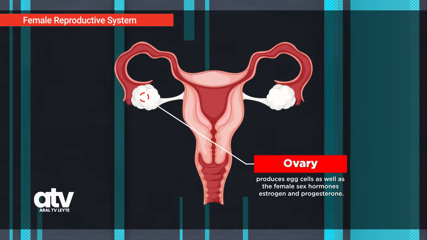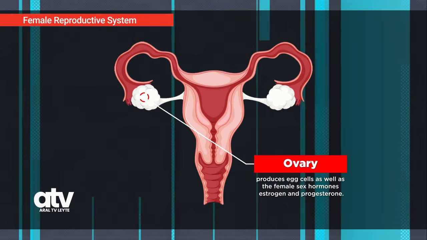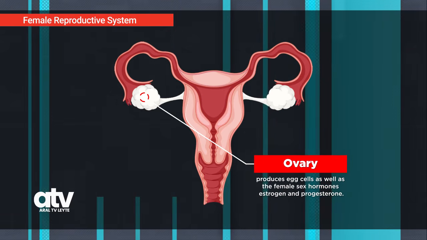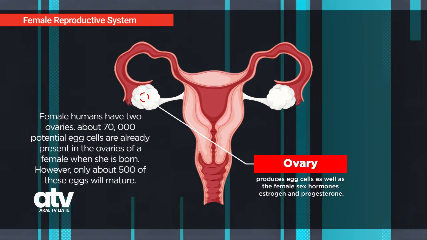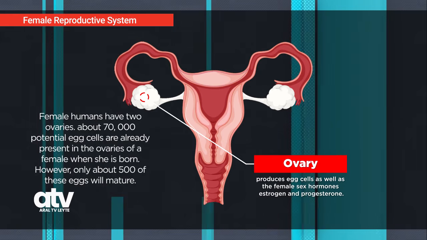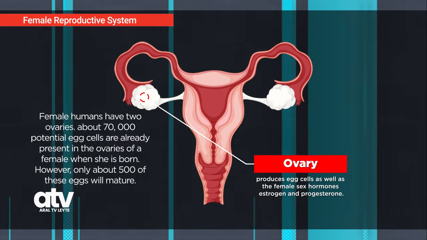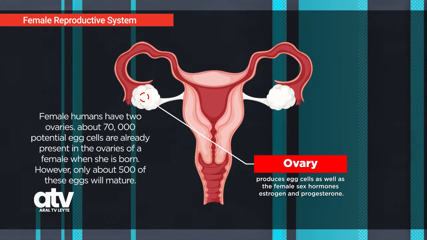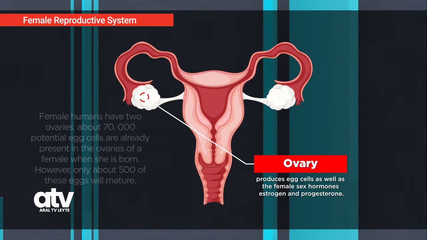Ovary. The ovary produces egg cells as well as the female sex hormones estrogen and progesterone. Female humans have 2 ovaries. About 70,000 potential egg cells are already present in the ovaries of a female when she is born. However, only about 500 of these eggs will mature.